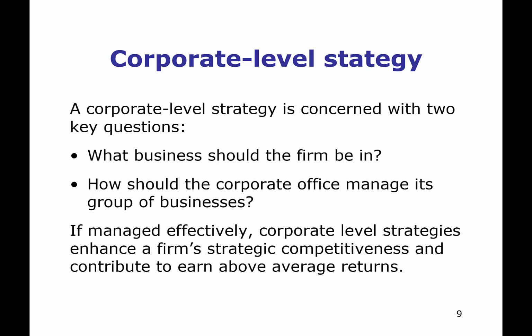Corporate level strategy asks 2 key questions. What business should the firm be in, or what businesses should the firm be in, and how should the corporate office manage its group of businesses to achieve strategic competitiveness and above average returns. And there are different ways that the firm can manage corporate strategy to achieve strategic competitiveness and above average returns. This discussion of strategy fits within our strategy formulation section, which is a strategic action of our strategic management process model.